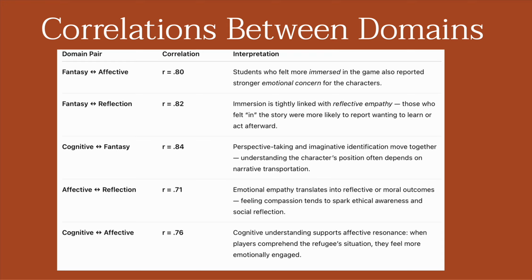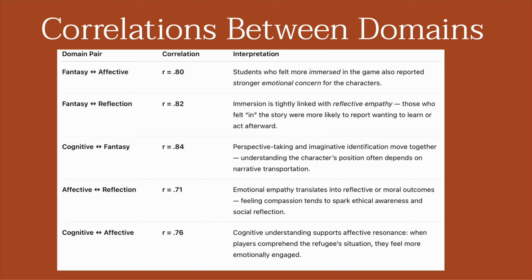So affective and reflection are tied together as well. Emotional empathy translates into reflective or moral outcomes. Feeling compassion for the character tends to spark an ethical awareness and a social reflection. So those of you that felt compassion towards the character typically had your ethical awareness change, where you may have gone out to look for resources about refugees, or started reading more about the game, or started reading more about the crisis.